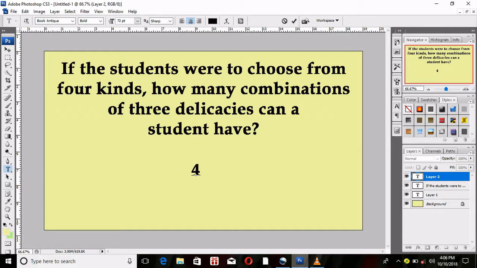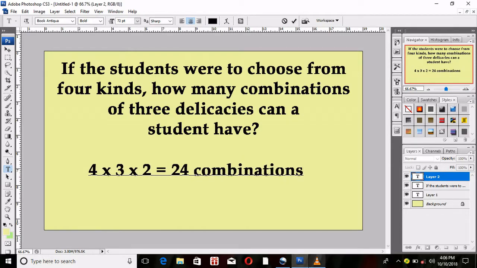choices, by 3, by 2, and there are 24 possible combinations to choose from.